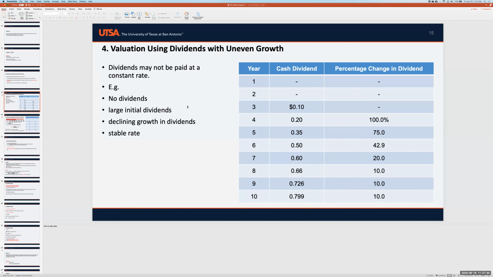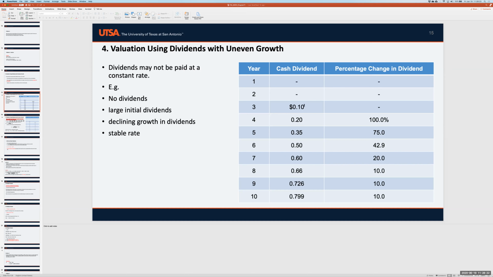So what if we have uneven growth and dividend payments? Dividends may not be paid at a constant rate. For example, we can see no dividends paid throughout the years, large initial dividends, declining growth in dividends, or a stable rate. If you look at this table, in year one, the company doesn't pay any dividend. In year two, it doesn't pay anything. Year three, just 10 cents per share, then 20 cents per share, 35 cents per share, and it goes to year 10, along with the percent change in dividend.